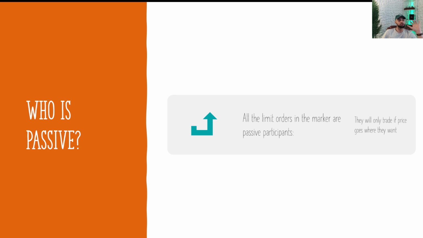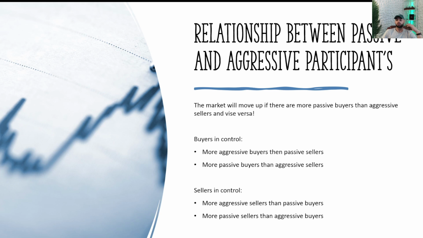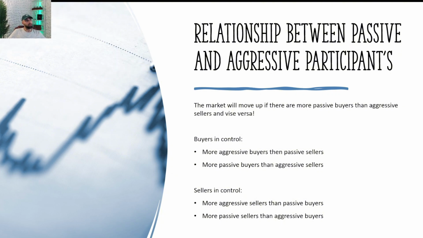Now, the passive participants are all the limit orders sitting in the market. They will only trade if price goes where they want. This is usually the smart money. A good rule of thumb to determine the relationship between the two, which we're going to talk about using Bookmap, is that the market will move up if there are more passive buyers and aggressive buyers... and vice versa.